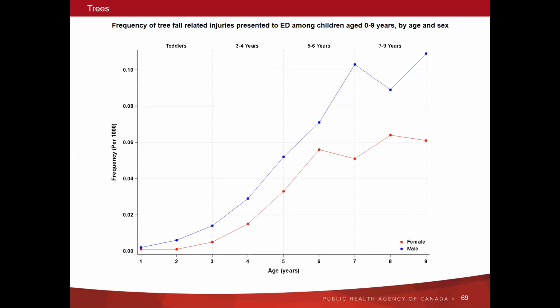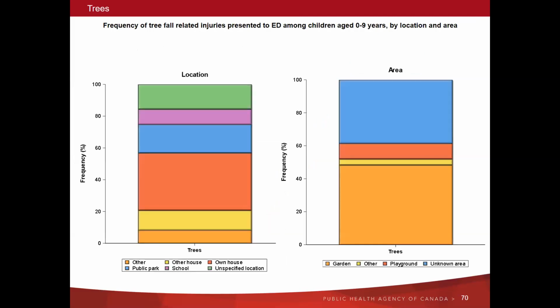In our own data set, we found that there were 762 recorded injuries resulting from tree falls. As you can see, the number of falls increases steadily with age, with a bit of a rough patch around 7 to 8 years of age. Again, males are disproportionately represented within this mechanism. Children appear to be climbing trees most often at home and in public parks, as you can see over here. Not so much in school, but more specifically, they're climbing in gardens and yards in the home.